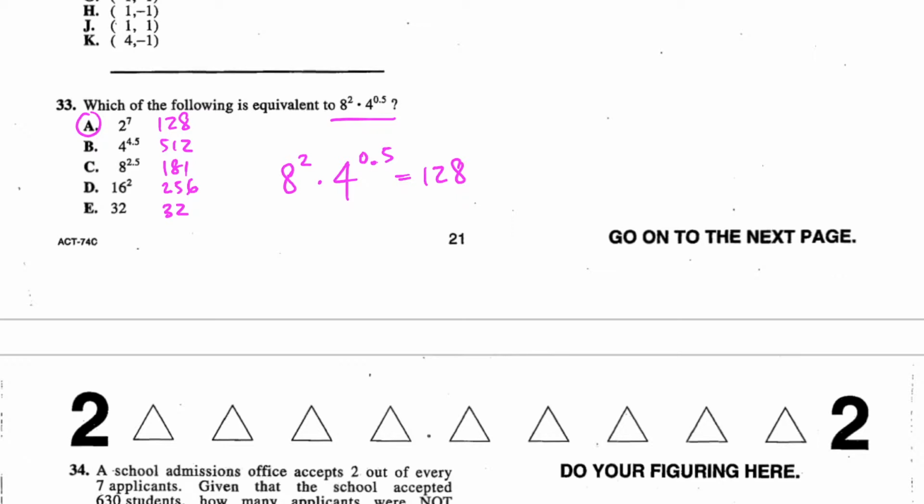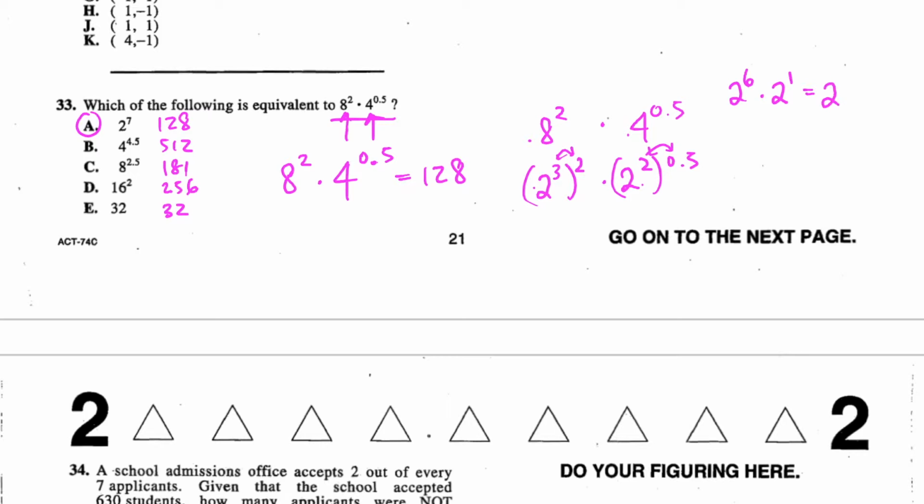Another way to do it is to realize that the two bases can actually be expressed with the base of 2. So 8 squared can actually be expressed as 2 cubed squared, and 4 to the 0.5 can be expressed as 2 squared to the 0.5. So 8 is 2 cubed, 4 is 2 squared. And so we would multiply these exponents together, and we would get 2 to the 6 times 2 to the 1, which would be 2 to the 6 plus 1, which is 2 to the 7. So that's the other way to do it.